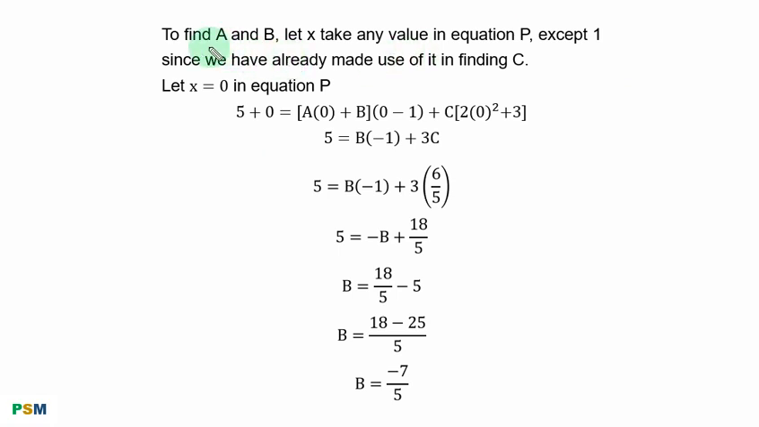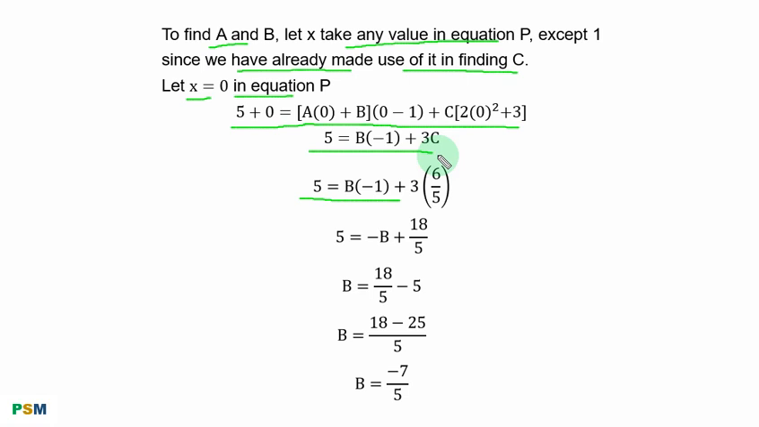To find A and B, let us take any value in equation P except 1, since we have already made use of it in finding C. You can well expand equation P and compare coefficients, no problem. Let s equal to 0 in equation P. This is equation P. You replace s with 0 and you have this result. Previously, C is equal to 6 over 5. You replace C with this value. When you simplify, you have this result.